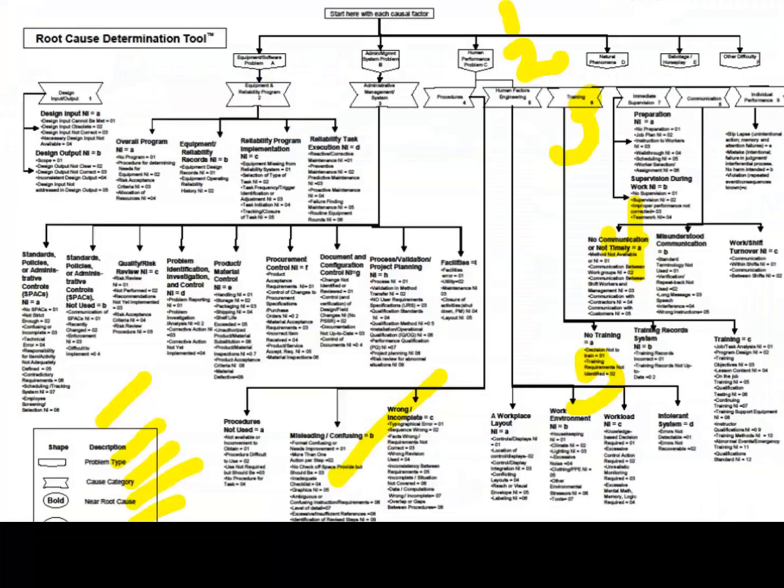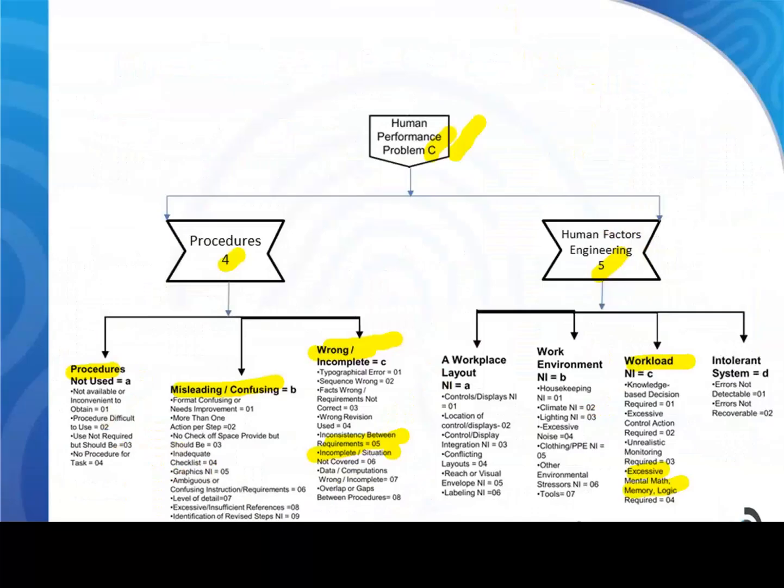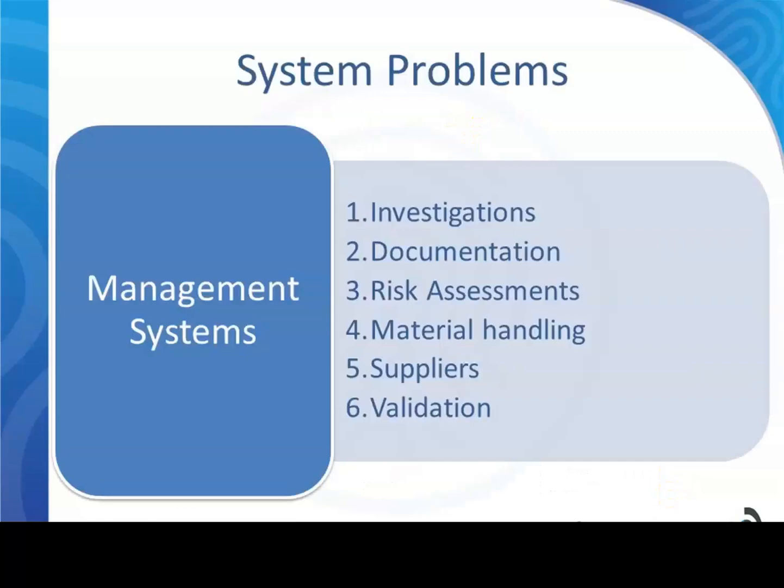Let's go back just a second. Procedure: let's say that your root cause is C4C06, which is incomplete or situation not covered. Your corrective action will be to complete it. And there you have it. Now you have your system-based, process-based, procedural-based, everything has been addressed and you're complying with all the expectations.